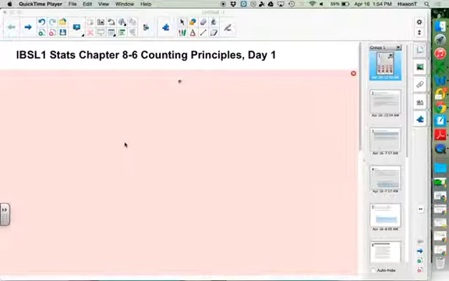Even athletic teams will hire a director of analytics. Basically, they're studying the numbers, the probabilities, the statistics of their players, and they're trying to come up with the best strategies to help their teams win.